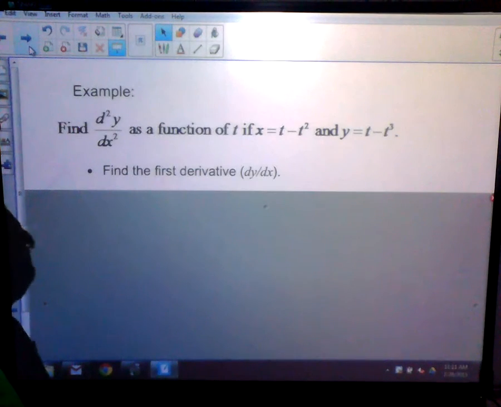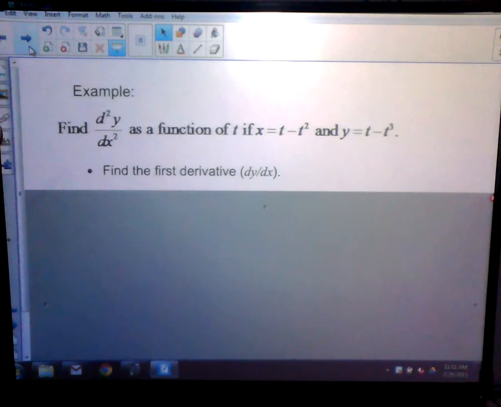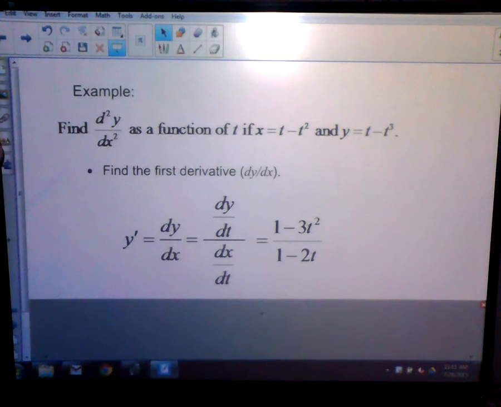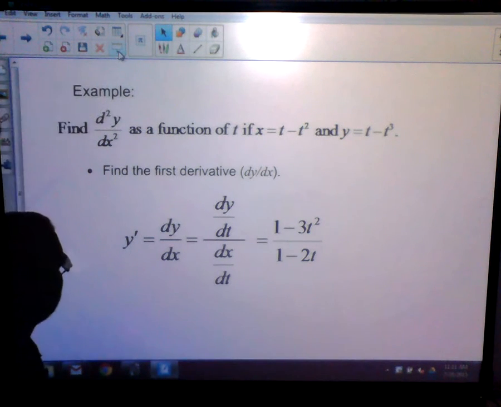So let's take a look at this. Find the second derivative if x equals t minus t squared and y equals t minus t cubed. First step, find the first derivative. Derivative of the top is 1 minus 3t squared. Derivative of the bottom, 1 minus 2t. So that's not too bad.